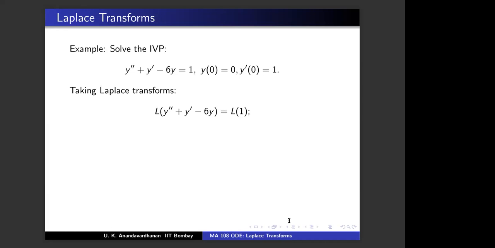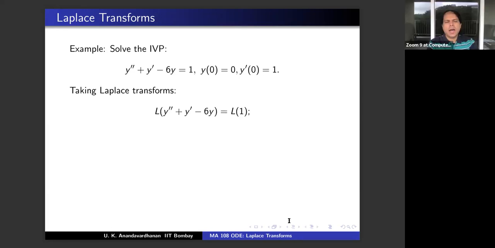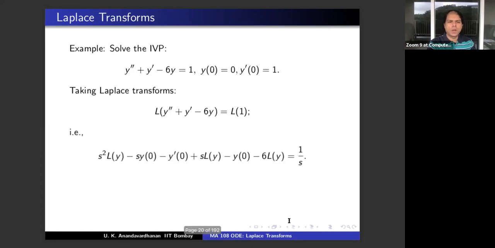y double prime, y prime are of exponential order. Assume there is a solution which is piecewise continuous and of exponential order, so you can apply your formulas. L of y double prime will be this much, and L of y prime will be this much, minus 6 L of y equal to, how do I get 1 by s? It is L of 1, and L of 1 is 1 by s. So I get this.